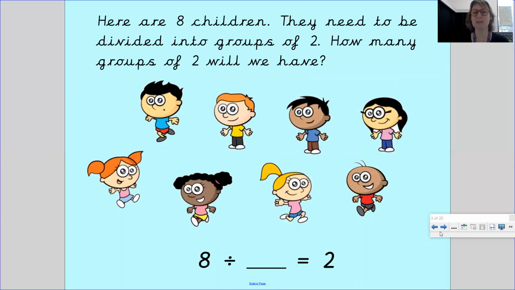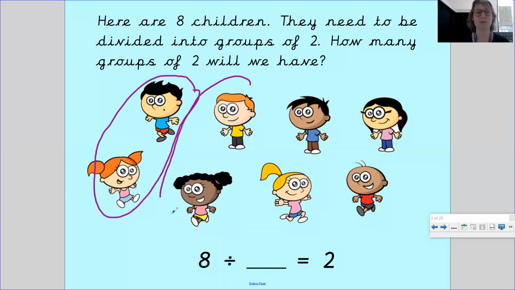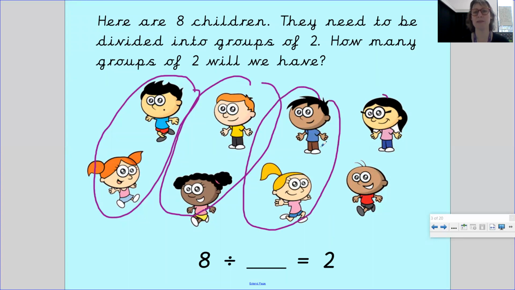There are 8 children here, and what we're going to do is put them into groups of 2. So we're going to put these 2 together as a group, and these 2 together as a group, and these 2 together as a group, and these 2 together as a group.